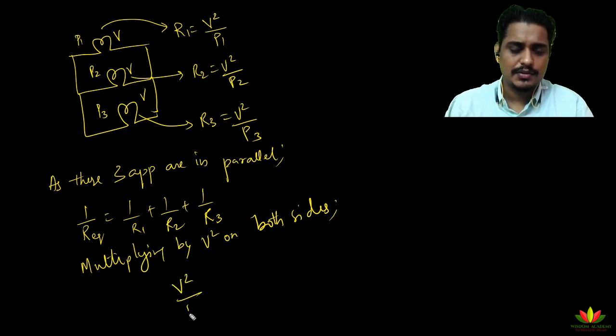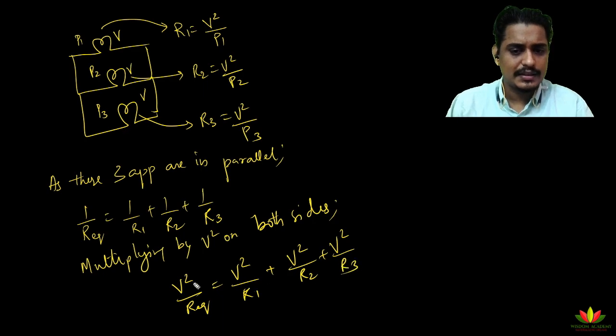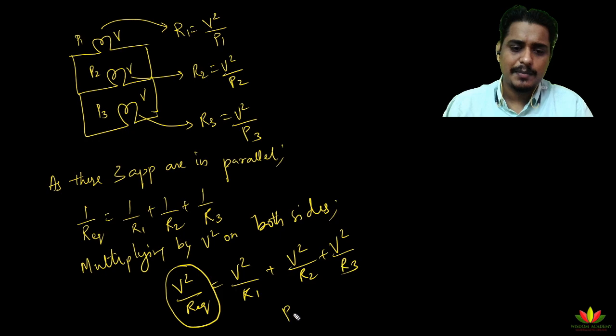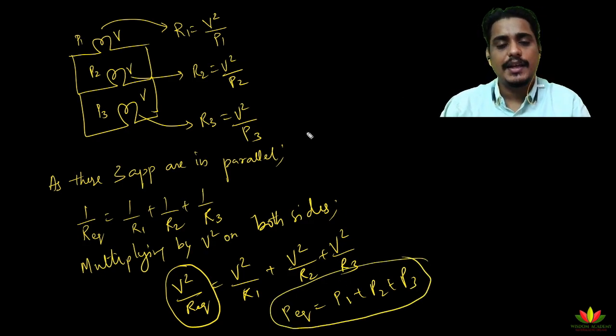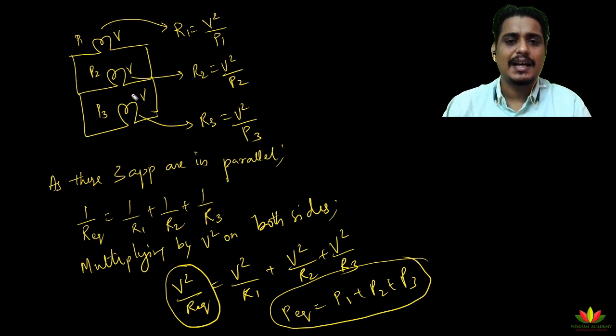We get V square by Req is equal to V square by R1 plus V square by R2 plus V square by R3. Now see, V square by Req, isn't it Peq? So I can write Peq is equal to P1 plus P2 plus P3. So what have you come to know now? You have come to know that if the appliances are connected in parallel, then their powers are added as P1 plus P2 plus P3.